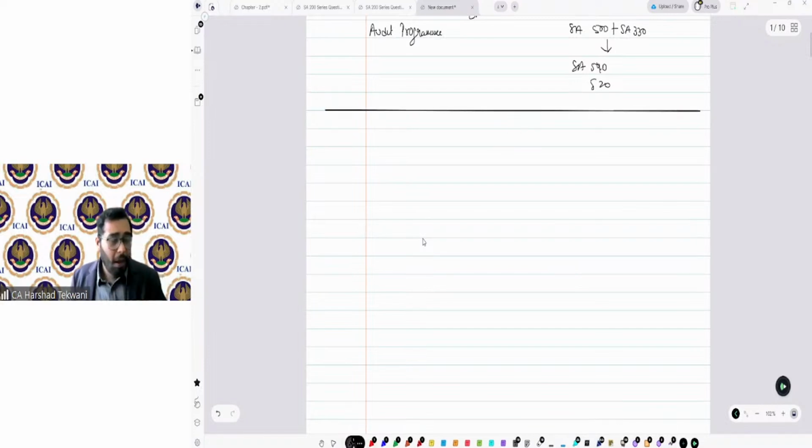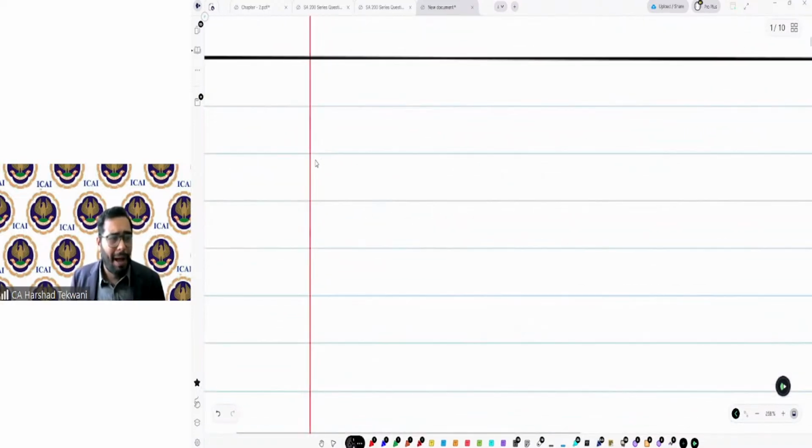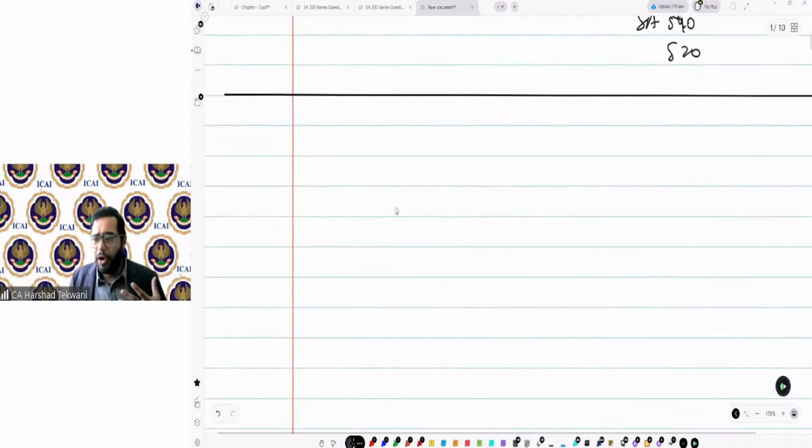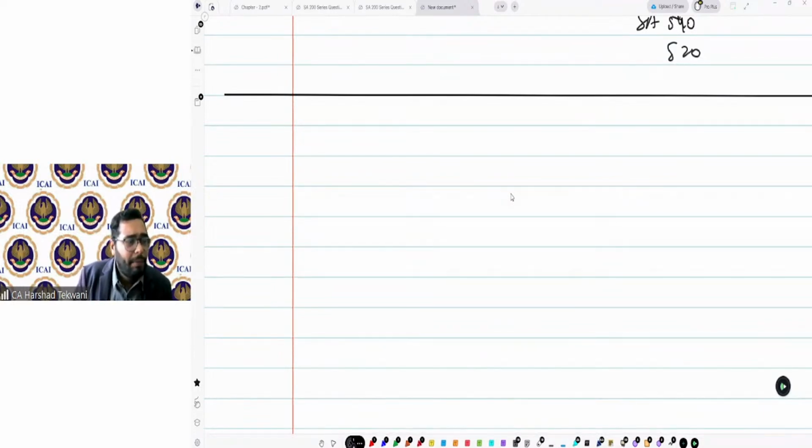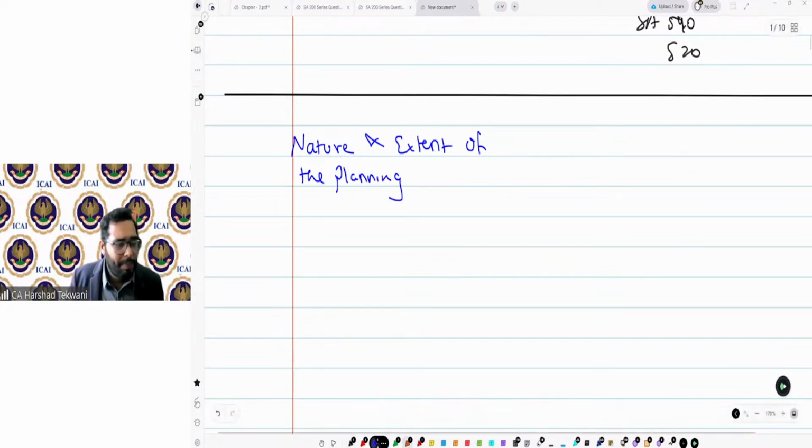The first question that might come in your mind is, we are talking about planning, how much planning is required to be done? When I say how much planning, in other terms, I call it the nature and extent of the planning. So how much planning is required to be done? To what level?